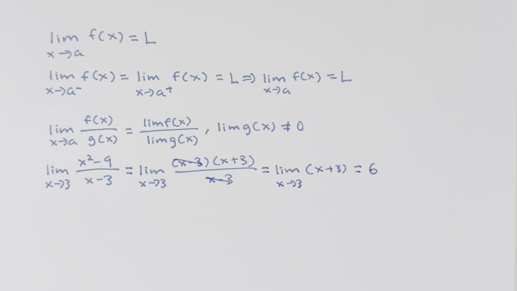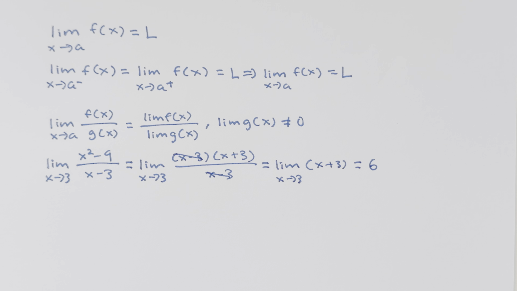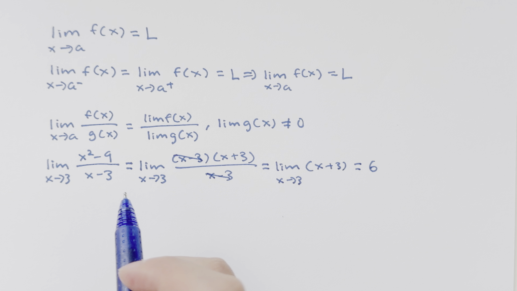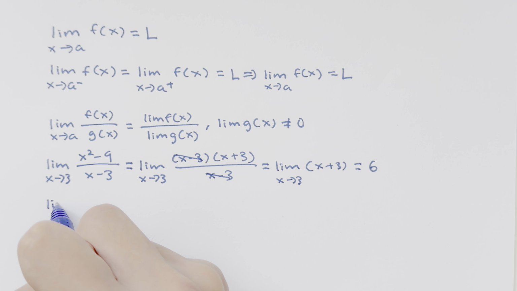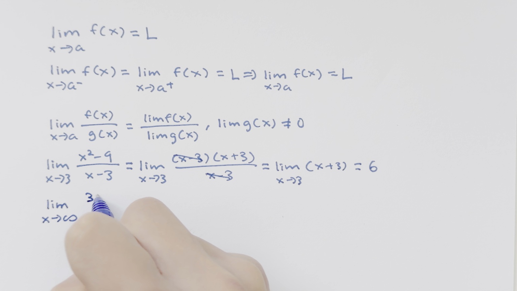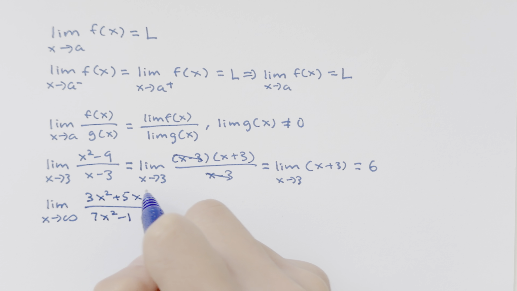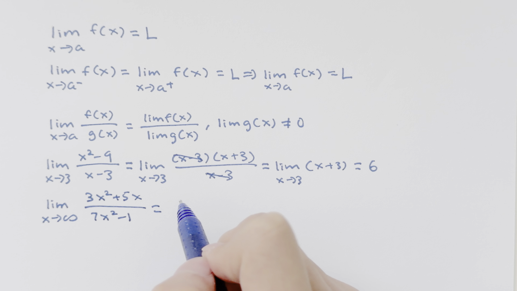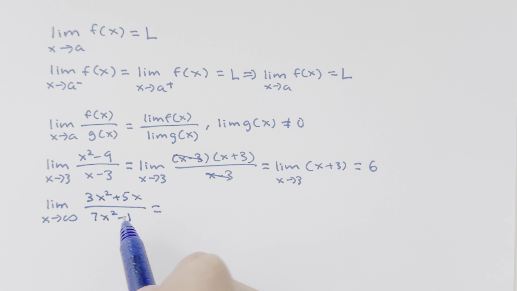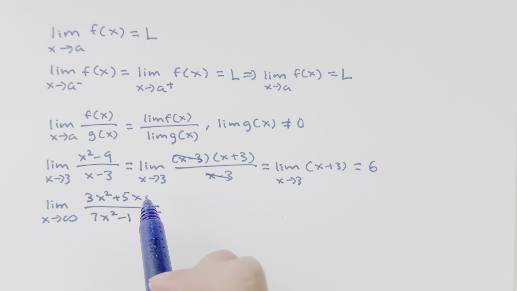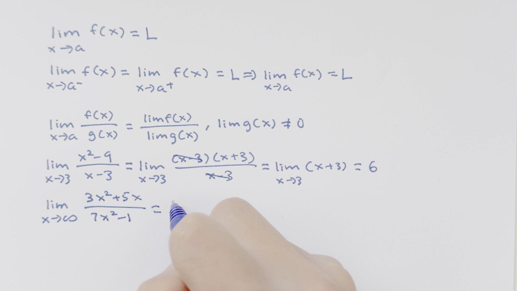Now for rational functions as x approaches infinity, only the highest degree term matters. So the limit as x approaches infinity of 3x squared plus 5x, for example, divided by 7x squared minus 1. Then we don't care about the terms 5x and negative 1. We only care about the highest degree term, which is the quadratic in this case. So when the top and bottom have the same highest degree, this is the ratio of leading coefficients, so it becomes 3 over 7.